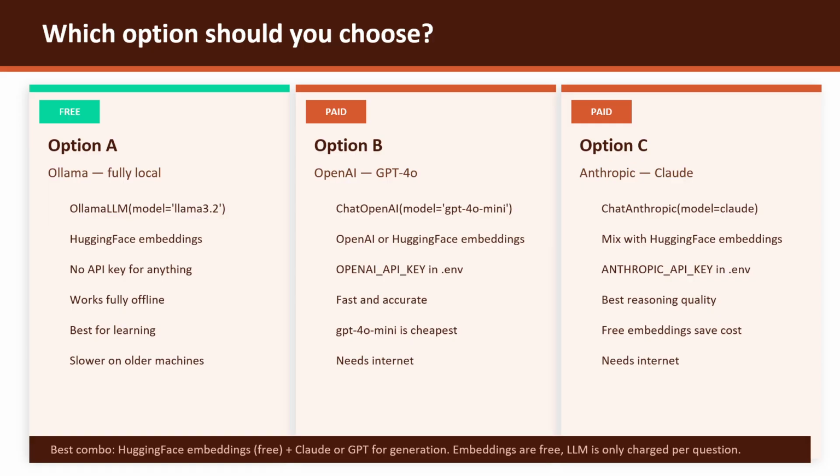Look at the recommendation bar at the bottom. The best cost combination is Hugging Face embeddings, which are free, plus Claude or GPT for generation only. You pay only for the language model's answer generation, not for the embedding searches.